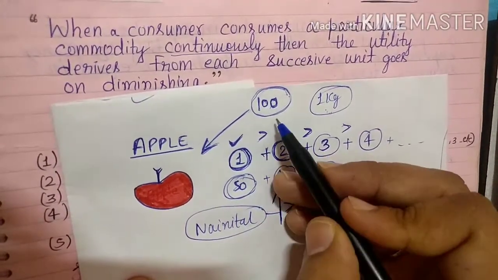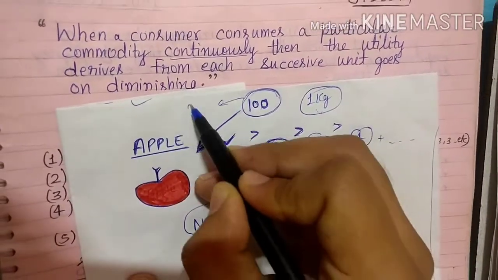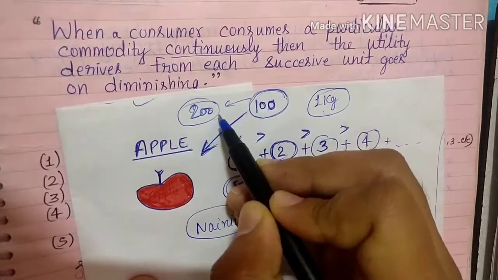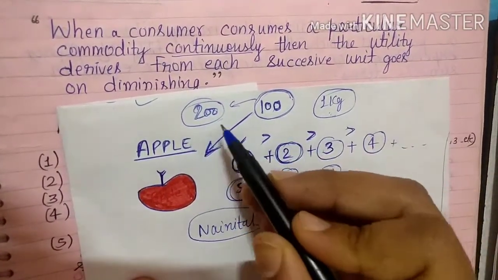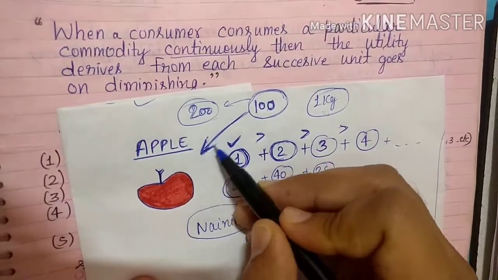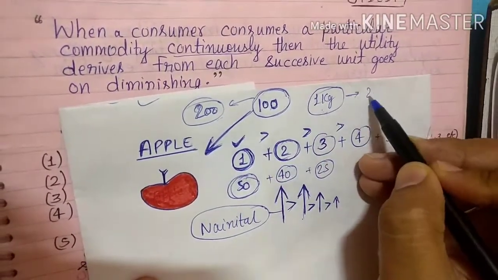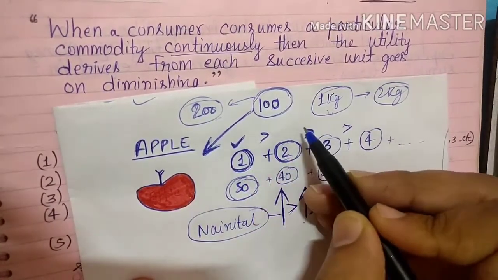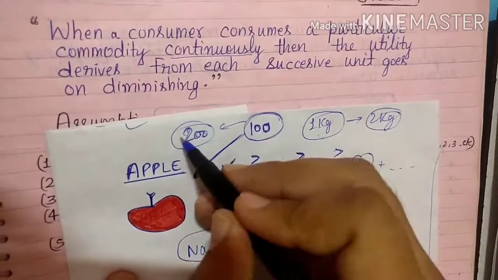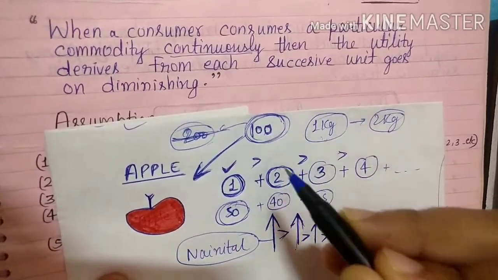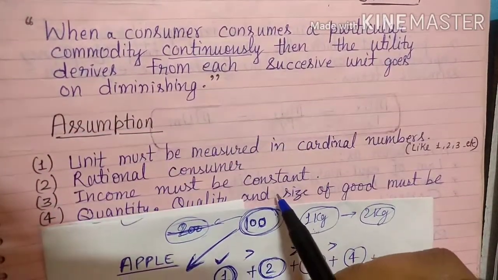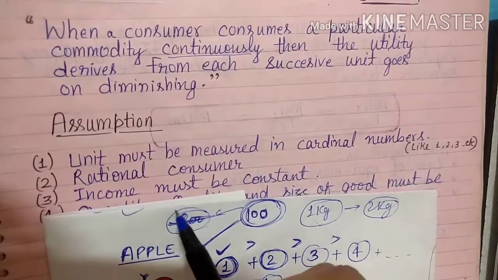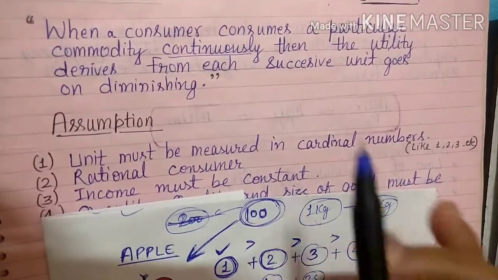Now your parents start giving you how many rupees? 200 rupees, just double the 100 rupees, from next month. So what can happen? As you are fond of fruits, this time you can purchase 2 kg of apples. So this change came because the income was not constant. So we are assuming that the income will remain 100 only. The income will remain constant. So when we are studying or stating this law, the income must remain the same.